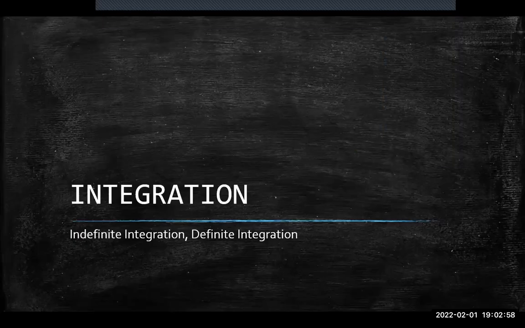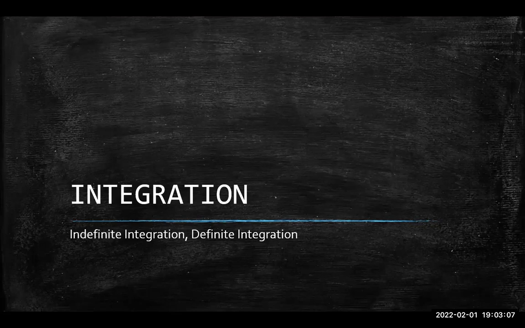So, integration. This PowerPoint is about indefinite integration and definite integration. If you don't understand what that means, it's fine. That's what we're going to do.